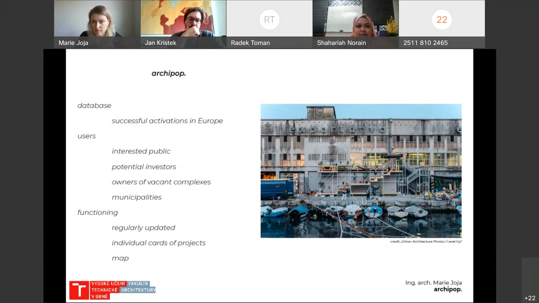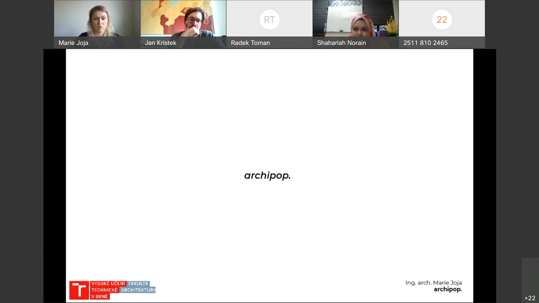The users of the database can be varied. It can be the interested public, potential investors. Also, I want to stress the potential of the place for the owners of these complexes themselves. And there is a huge number of these vacant places among the properties of the municipalities. The database is regularly updated. We work with individual cards of the projects, and there is also an interactive map where you can find these projects. I would like to show it to you because it's also in an English version.